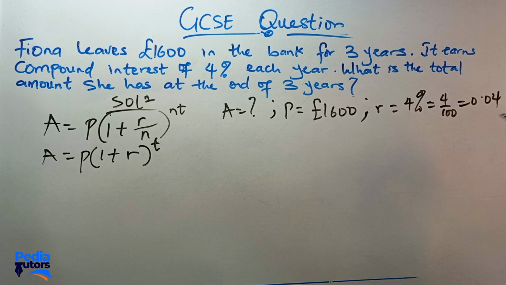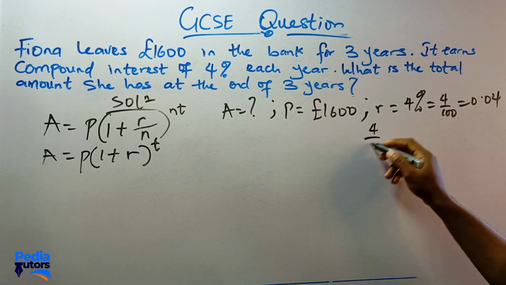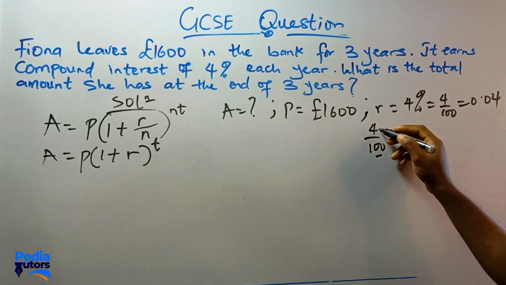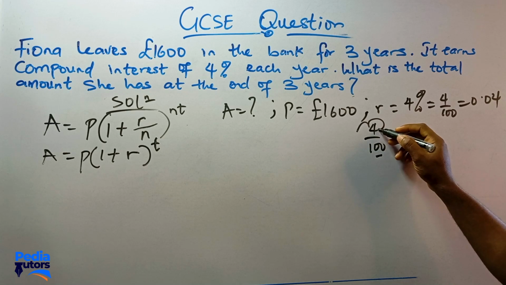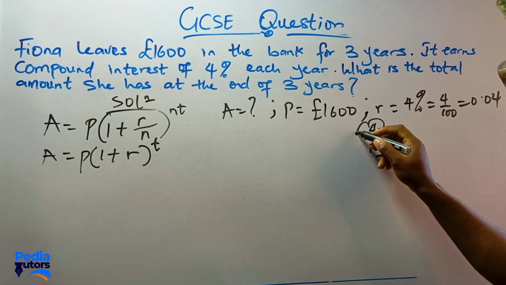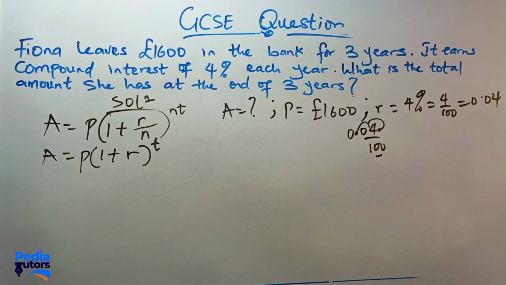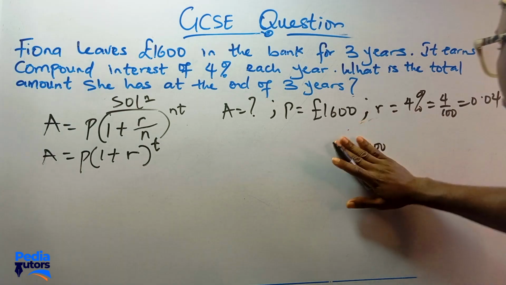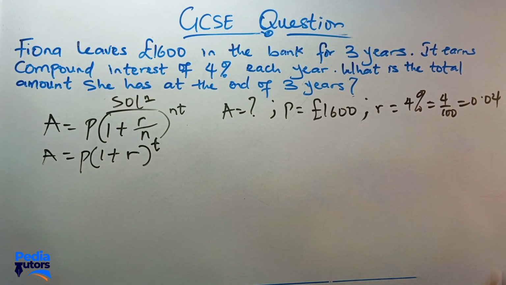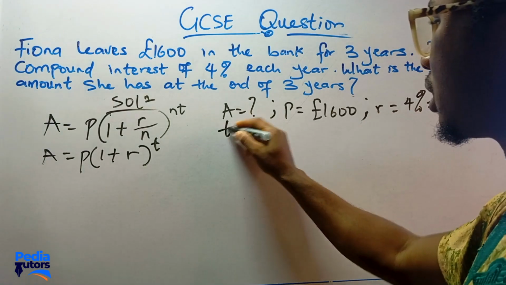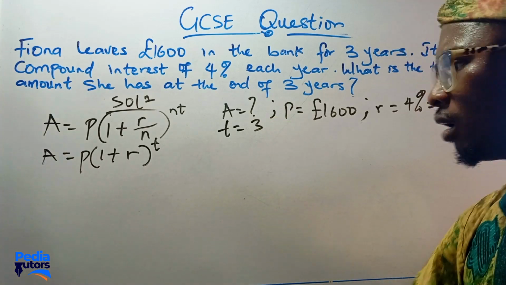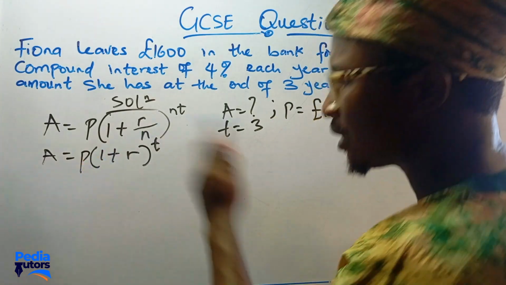How did we get 0.04? That is just 4 over 100. 2 zeros moving backward twice. That means we've moved this decimal point here, so there's an emptiness there. That is 0.04. So having done that, we now can have our t, which is the time, to be 3 years. Now let's put all these parameters inside this formula.